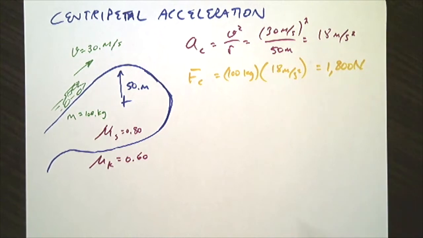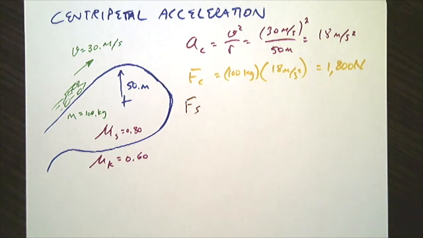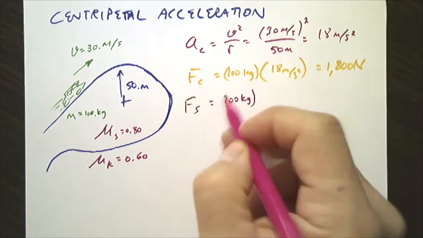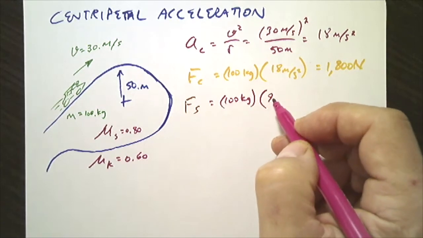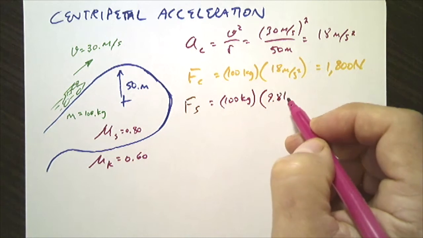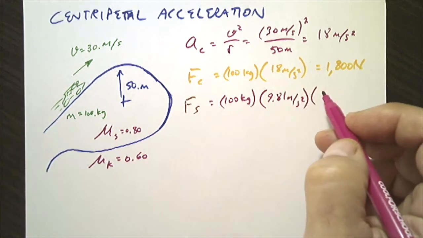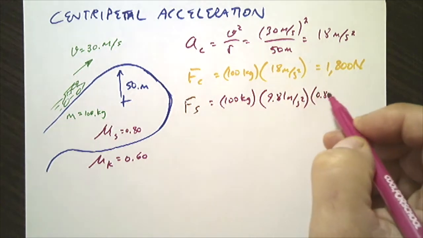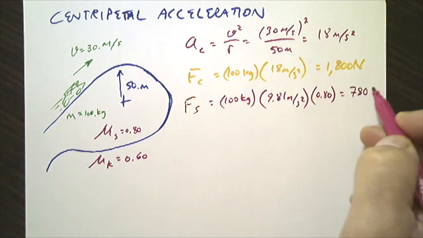So what's the force of the static friction? The force of the static friction would be that same 100 kilogram car, with the acceleration due to gravity, the normal force, 9.8 meters per second squared, times the coefficient of static friction, 0.80. And that would give you 780 newtons.